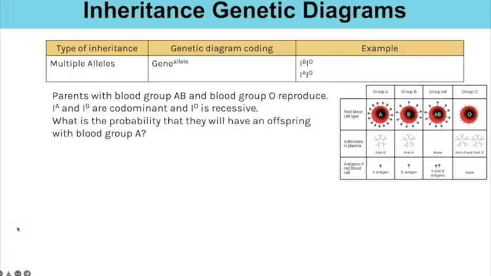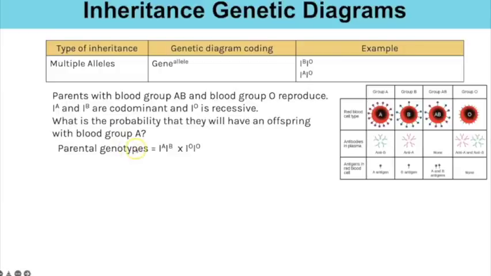So if we have a look at an example, we have parents with blood group AB and O reproduce, and we're told that A and B are codominant, O is recessive, because as I said, you're not expected to know that. It would be application of your knowledge. And they want to know what's the probability they'll have an offspring with blood group A.